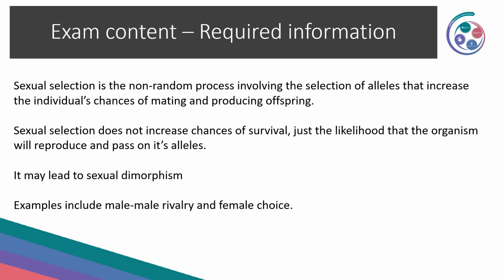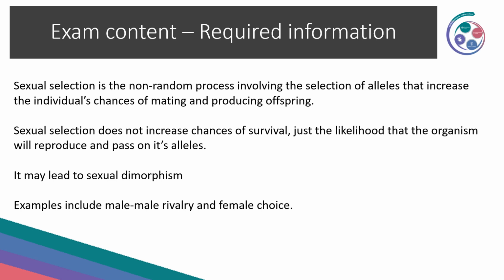Sexual selection is the non-random process involving the selection of alleles that increase the individual's chances of mating and producing offspring. Sexual selection does not increase chances of survival, but just the likelihood that the organism will reproduce and then pass on its alleles, or pass on its particular genes that offer an advantage.